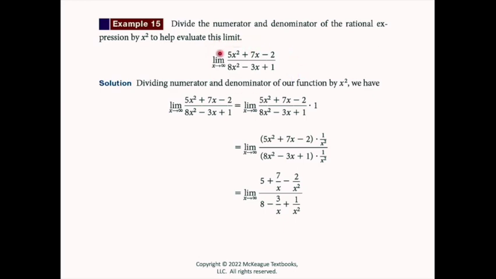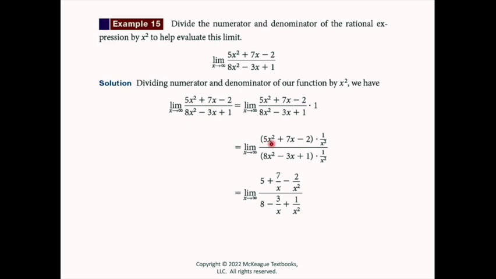So when we look at this, if I consider what happens as x approaches infinity for this function, in the numerator, that's going to approach infinity. And the limit of the bottom as x approaches infinity is going to do the same thing. It's going to approach infinity. So we'll have infinity over infinity. So we're going to divide all the terms by x squared.